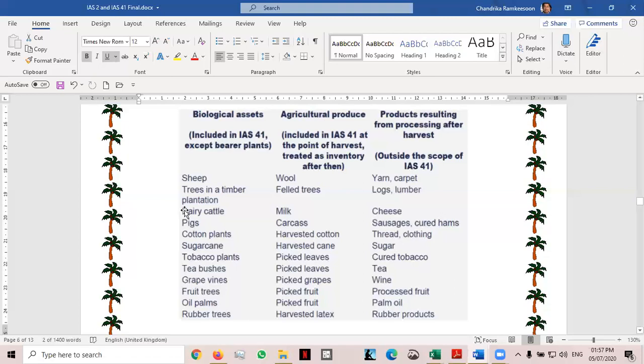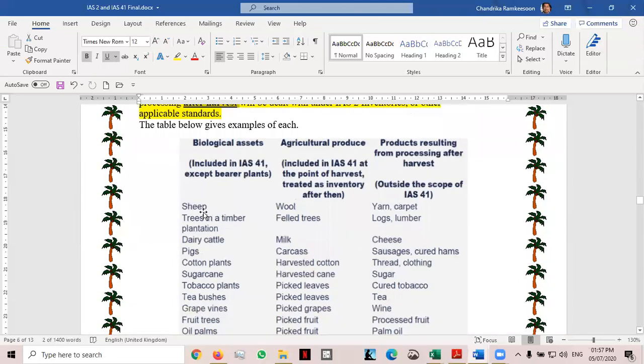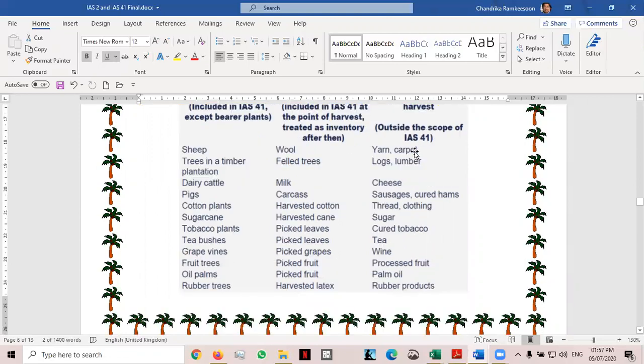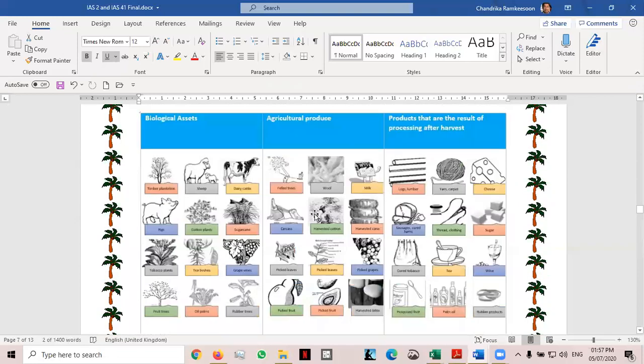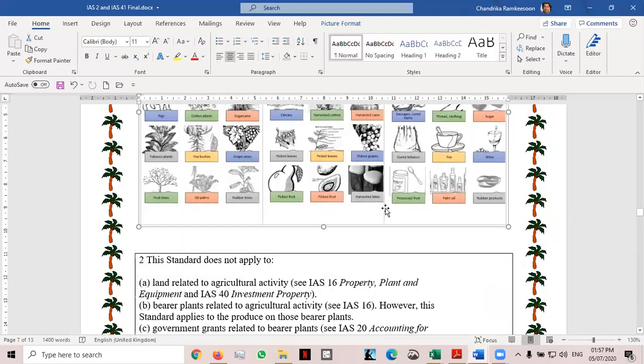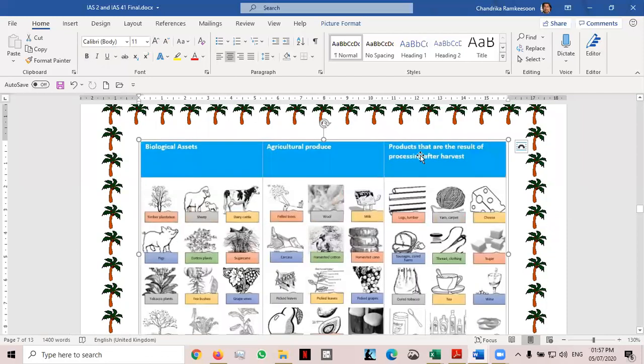So some very useful examples here showing you the differences between 41 in the original form, 41 at harvest, the point of harvest, and then of course beyond 41, outside the scope of it, IAS 2 usually. And the diagram here has been reproduced for you. So I guess it will make more sense now. 41, 41, 2.